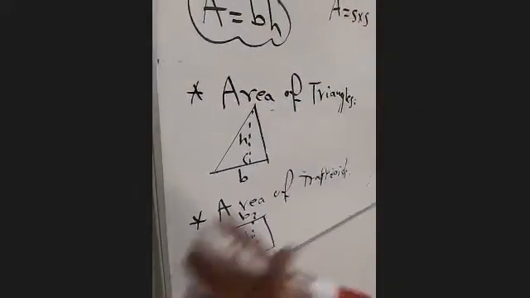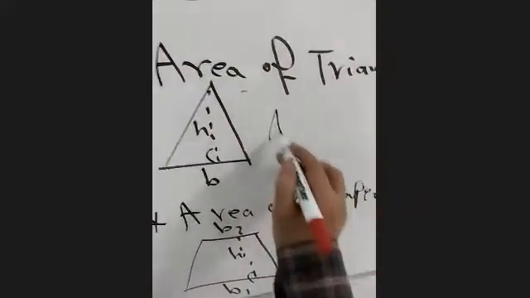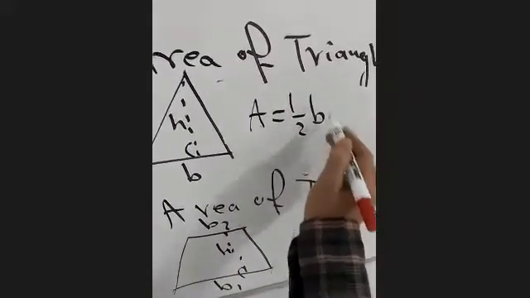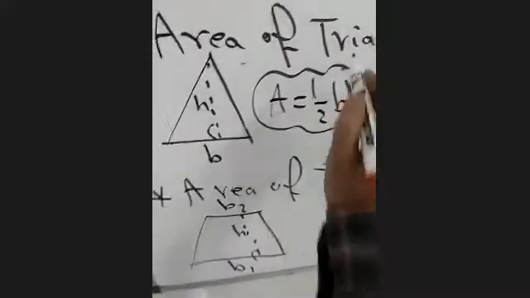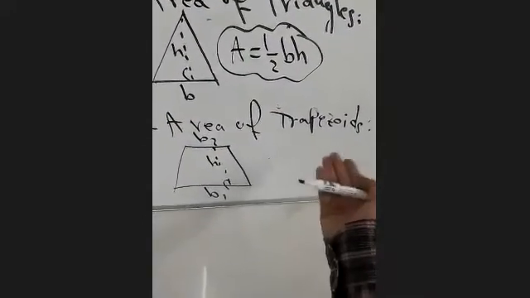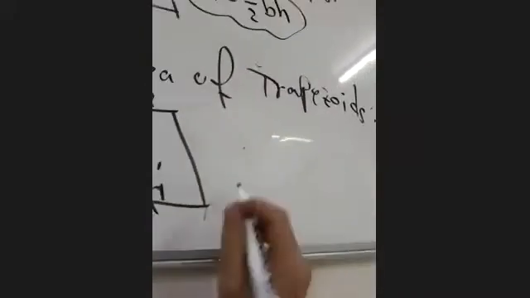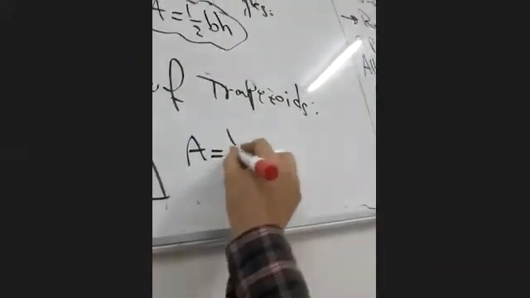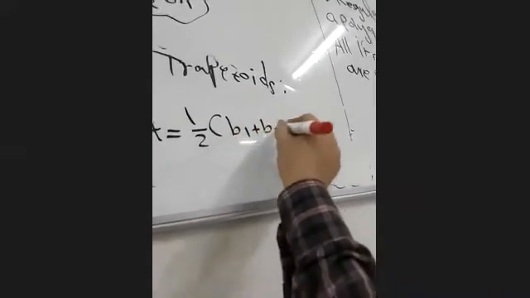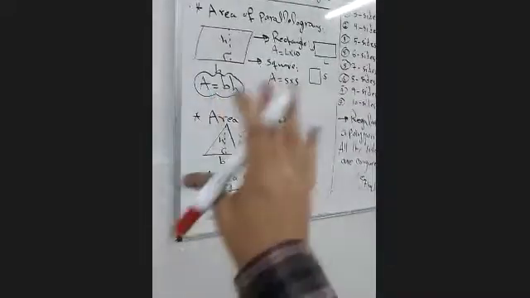In the second lesson, we took area of a triangle. Any triangle has base and height. The area of a triangle is half base multiplied by height. We know that. And the last one we took was trapezoids. B1, B2, height. A equals half bracket B1 plus B2 multiplied by height. So these are the areas which we did until now.